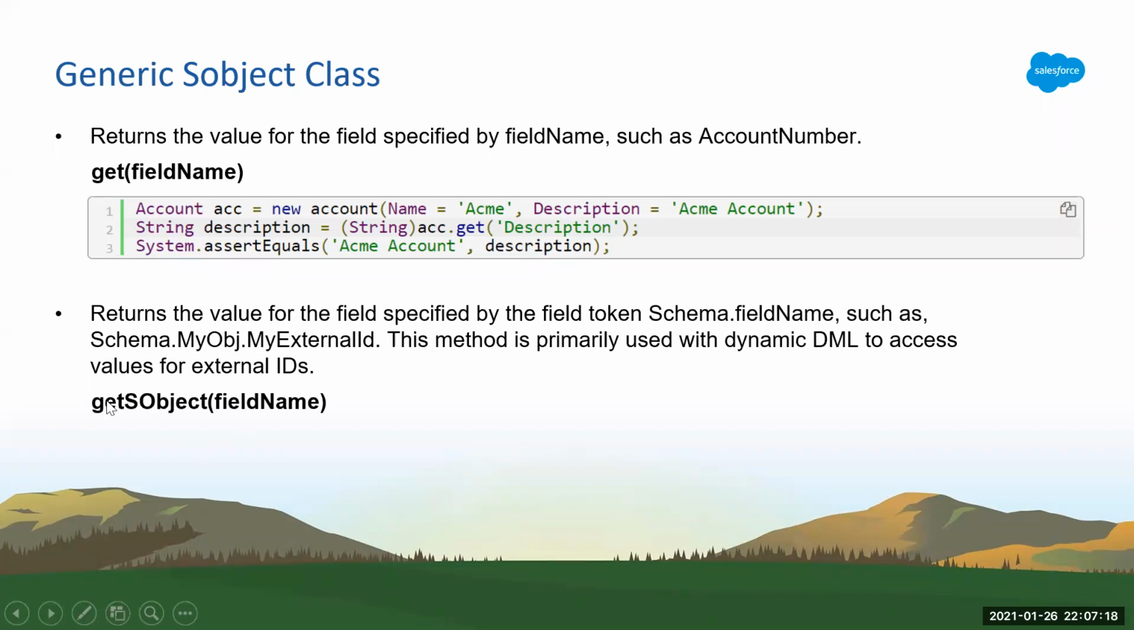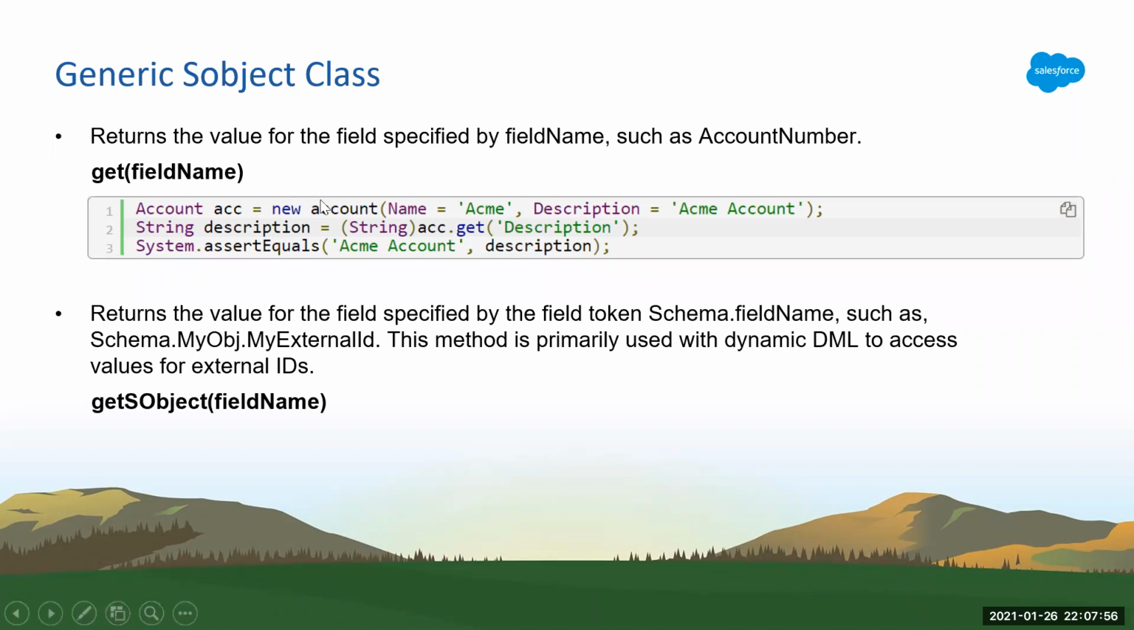Another method is getSObject, and we are passing the field name here. Basically what we are using this for is, let's say we have related objects. Let's say the account has its parent account record, and we want to dynamically move to its parent account and get the values from the parent account. In that case, first of all, using getSObject, we would move to its parent account, and then from there we are going to get the fields using get with the field name.